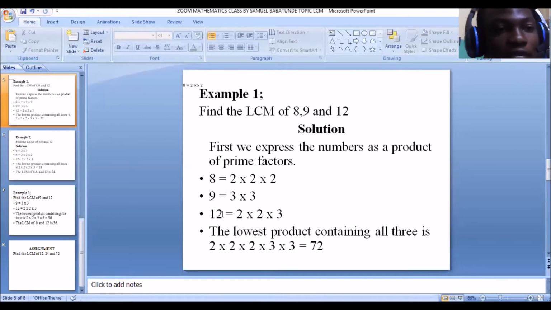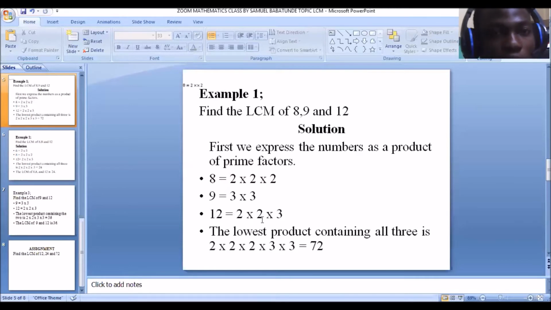Now we look at the 12. 2 can go into 12 because 2 is our lowest prime number, so we have to start from 2. So we put down the 2. And 12 divided by 2 will give us 6. So we check again. Can 2 still go into the 6? Yes, 2 can go into the 6.